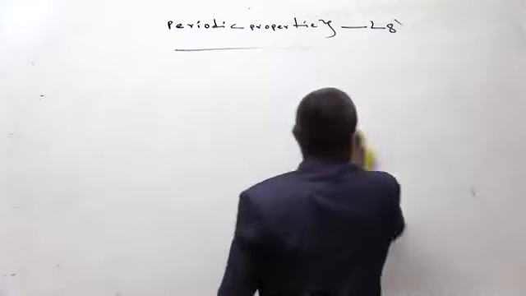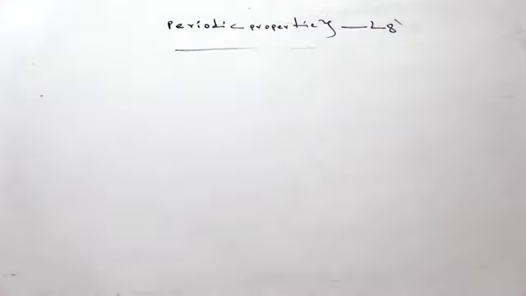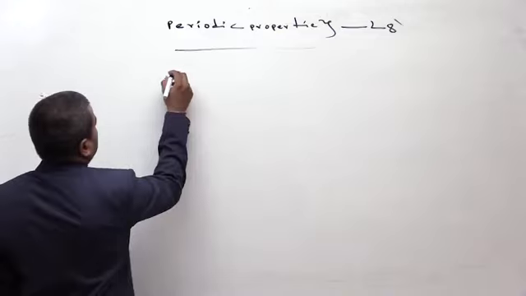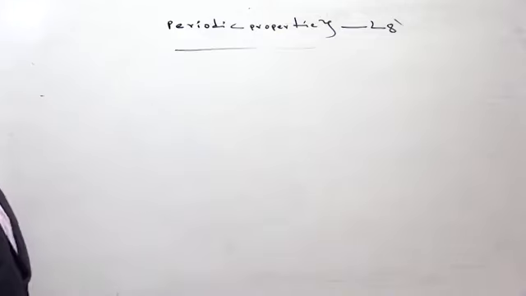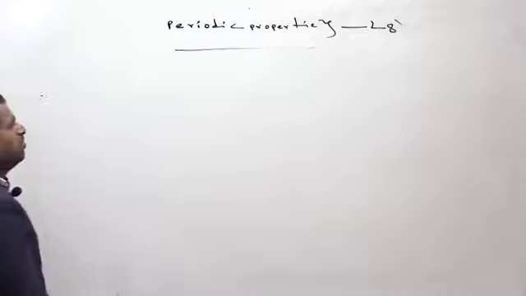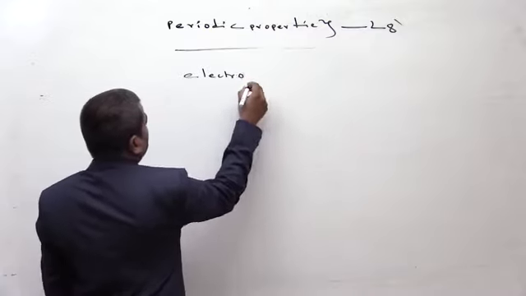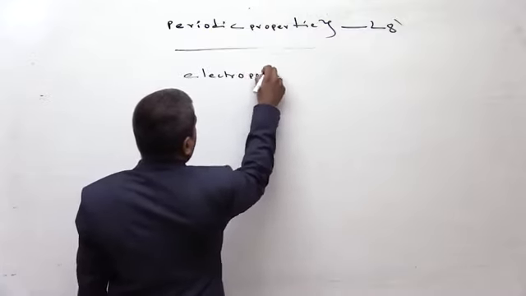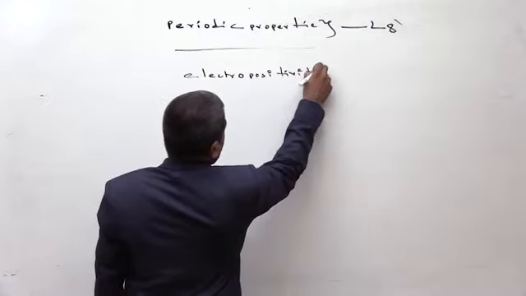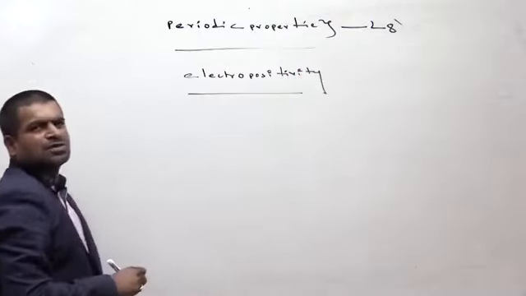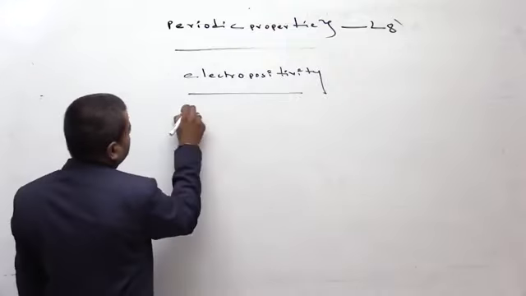Next periodic property, last, it is called electropositivity. It is a tendency of loss of electron. The phenomenon is called electropositivity.